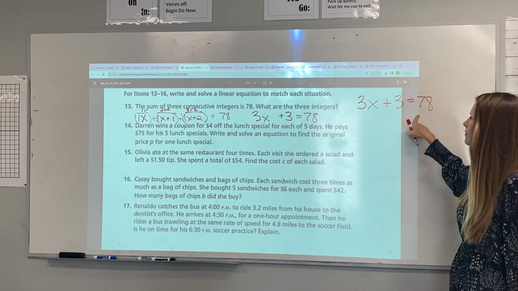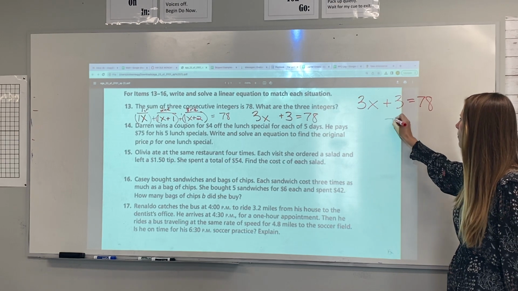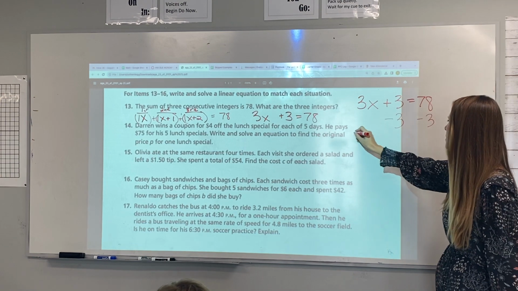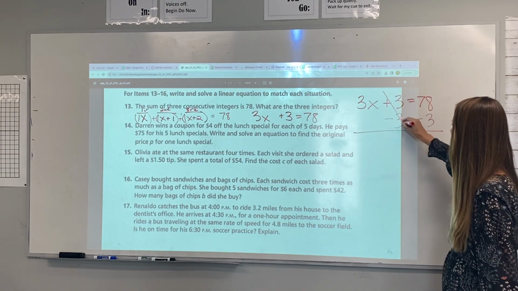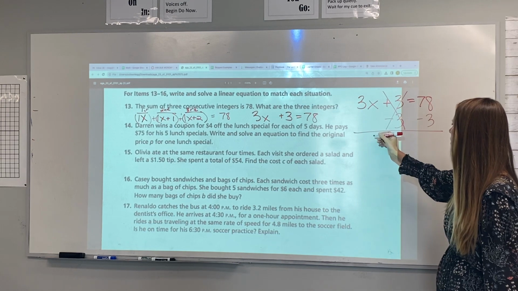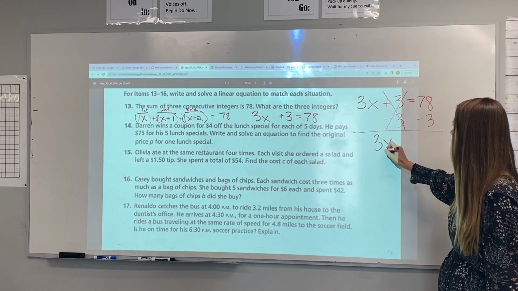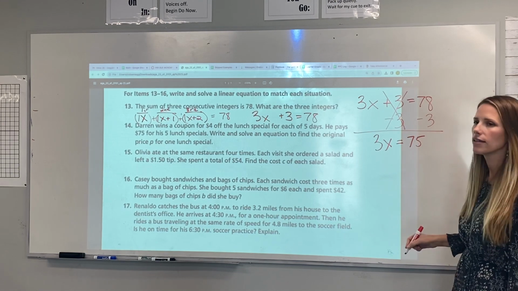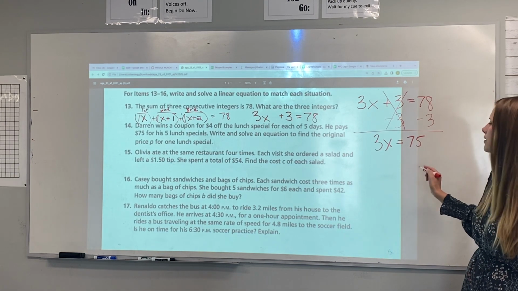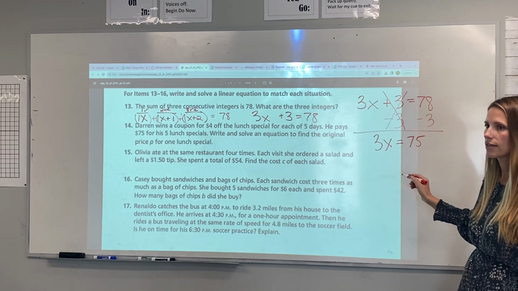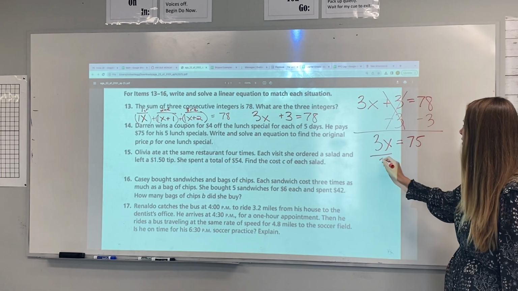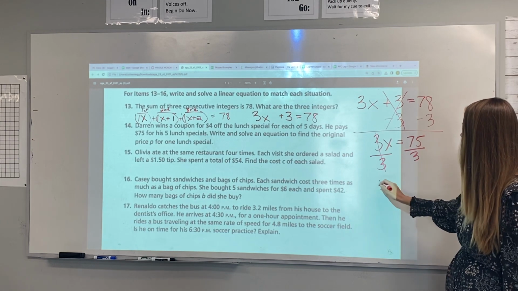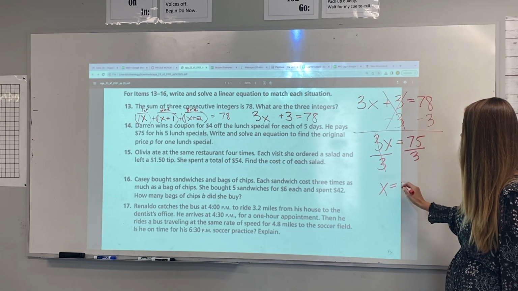So you do minus 3. And do the same thing under 78. Yeah, minus 3 on both sides. Cancel. Then we have 3x left on this side. And we have 75. Good. And then you divide 3x by 3. And then do the same thing to 75. Yes, divide by 3 on both sides, and we get x equals 25.